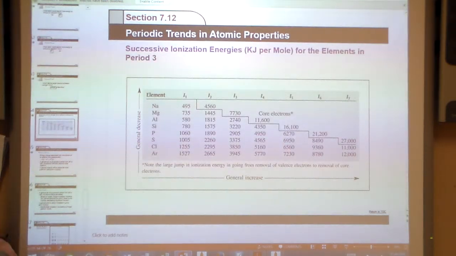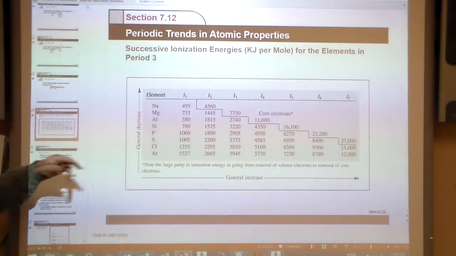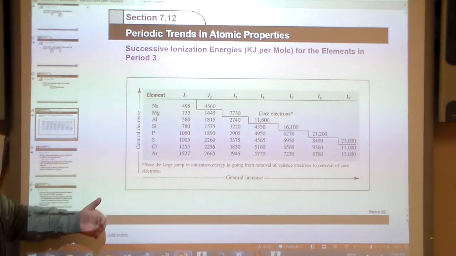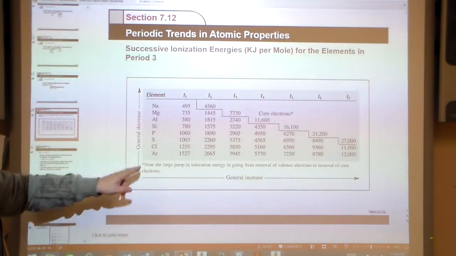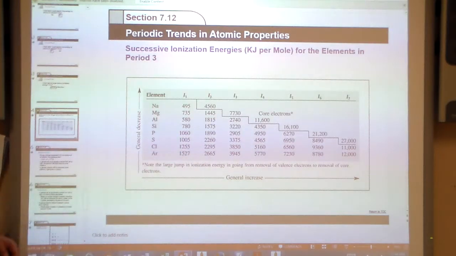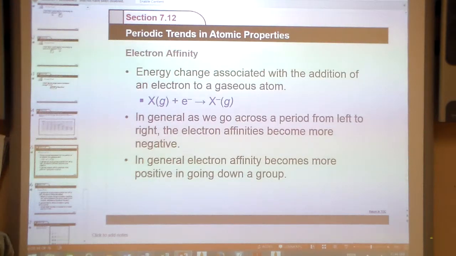So when we look at this, it just gives you an idea of the ionization energy. How much energy does it take to rip the electrons out? You notice for something like argon, look when you have to take out the 7th electron, how much energy you have to put into it. That's a lot. And then when you start looking at core electrons, like of sulfur, 27,000. Oof. All right. Electron affinity. We've got to move on.